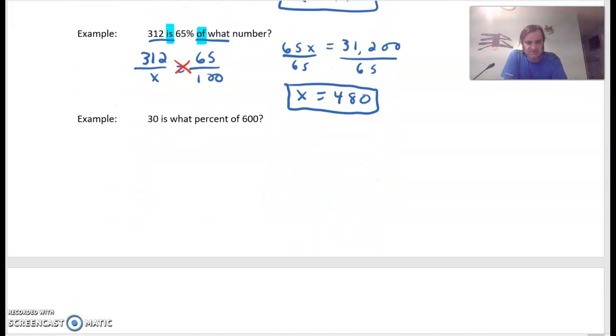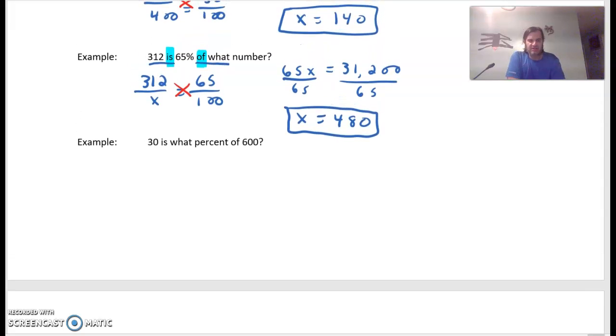Let's see, I got at least one more example here. 30 is what percent of 600? So here's the is and here's the of. Now be careful because you see the is and the what there, but it says what percent. So the percent is a thing we don't know. So the is between the 30 and the percent part. So 30 is, that's the part, of 600, that's the whole. So we have 30 over 600, that's the part over the whole, equals what percent? We don't know. That's the x over 100.